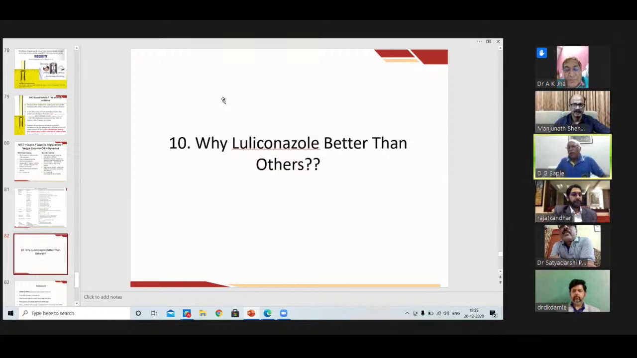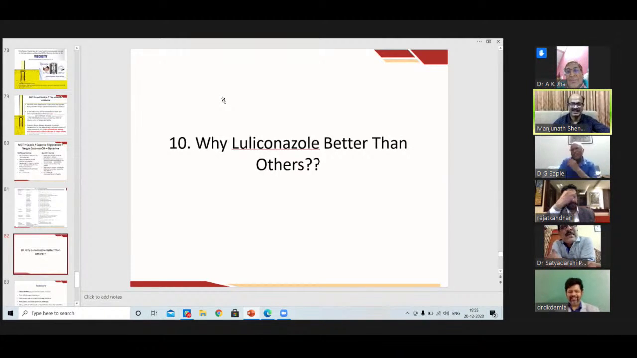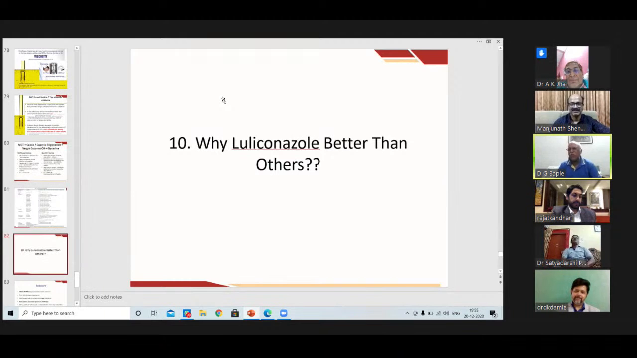But 8 years back when luliconazole came, it did not pick up at all. At that time, sertaconazole was preferred. 8 years back, there was only one brand, sir. That noise was less. Now there is more noise. So to have noise is also required. There was no awareness program. I entirely agree, the awareness program was very less.